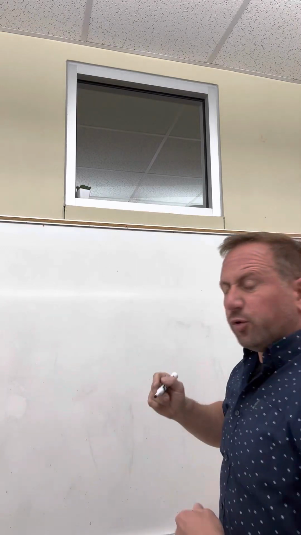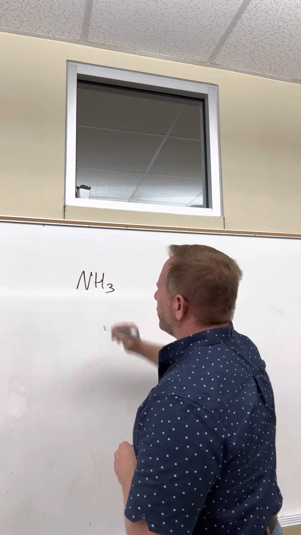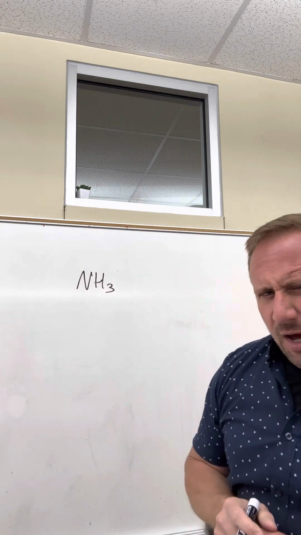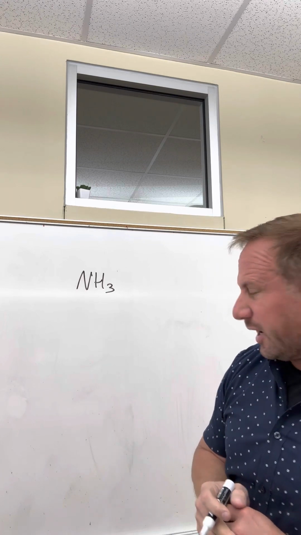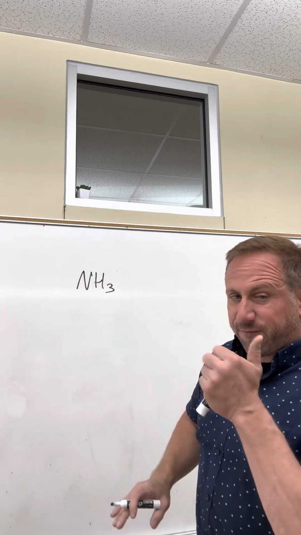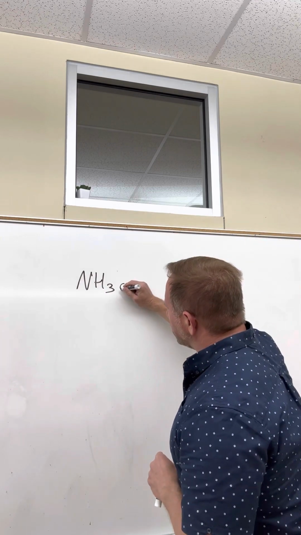All right, so let's do another one real quick. We have NH3, ammonia. So with ammonia here, first thing we're gonna do is count how many valence electrons we got. Nitrogen has 5, hydrogen has 1 each, so we've got a grand total of 8.